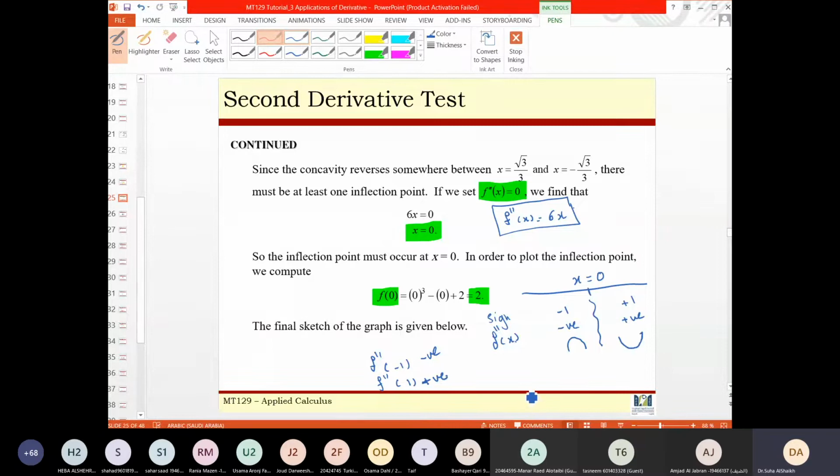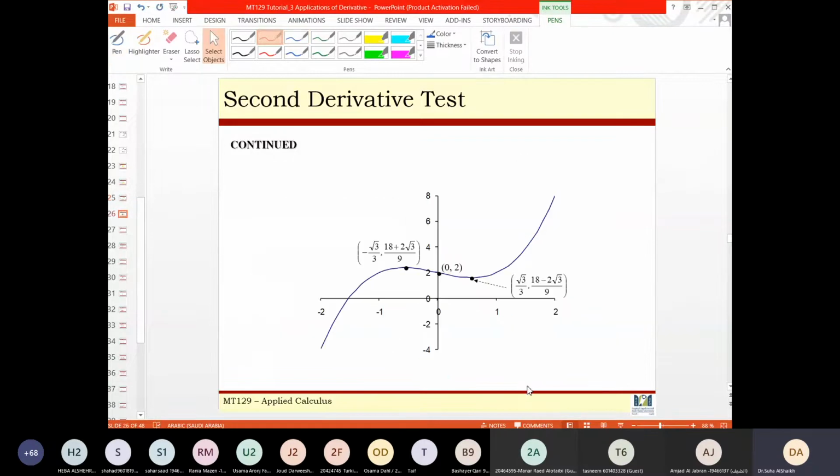So it is negative here, it is positive here, so it is concave down, then concave up. Using all of those things, I have two points. One of them is a maximum, one of them is a minimum. And I have an inflection point, the point (0, 2), concave down before, concave up after. And this is how the curve looks. Clear?